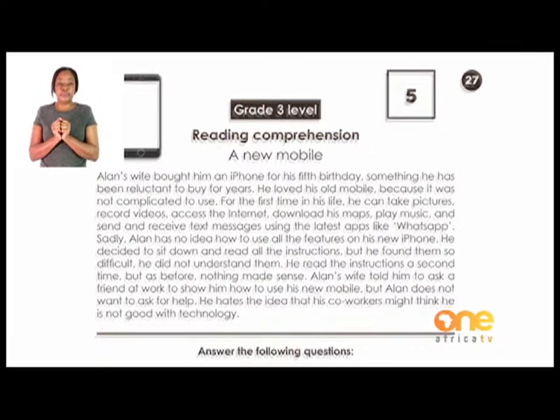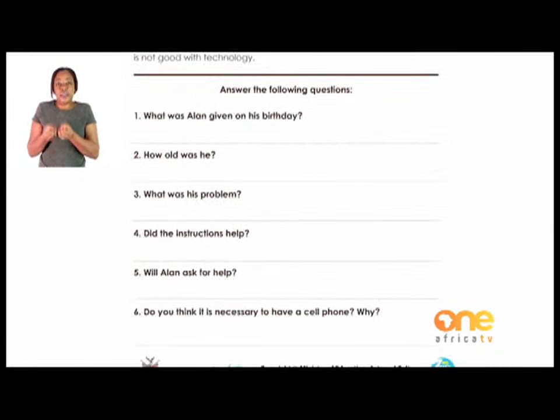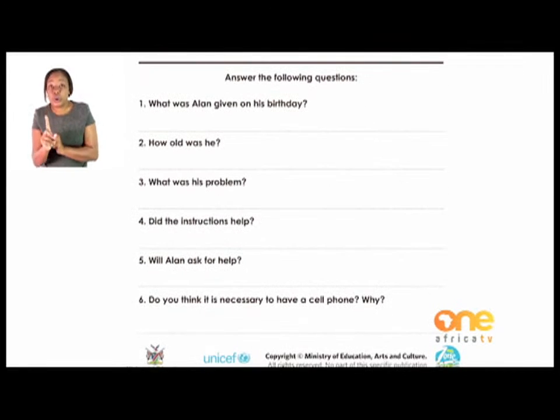The first question says, what was Alan given on his birthday? What was he given? You just have to go back to your passage again if you have forgotten what you have read. Read it again. Number 2, how old was he? It is also in the passage. Don't scratch your head. Just go back to the passage. Read it again. Number 3, what was his problem? Read it again. Number 4, did the instructions help? Read it again. You will get the answers in the passage.